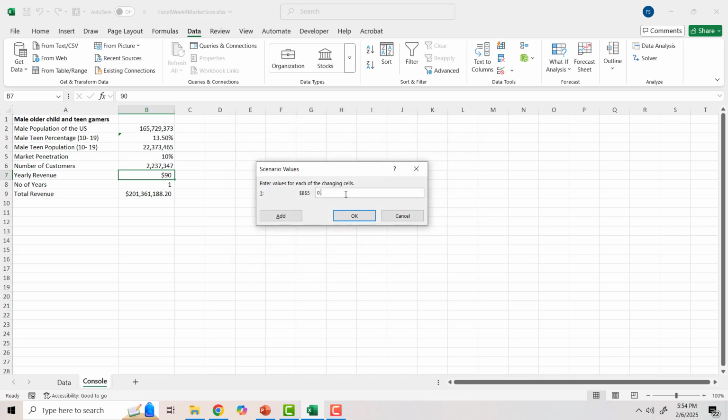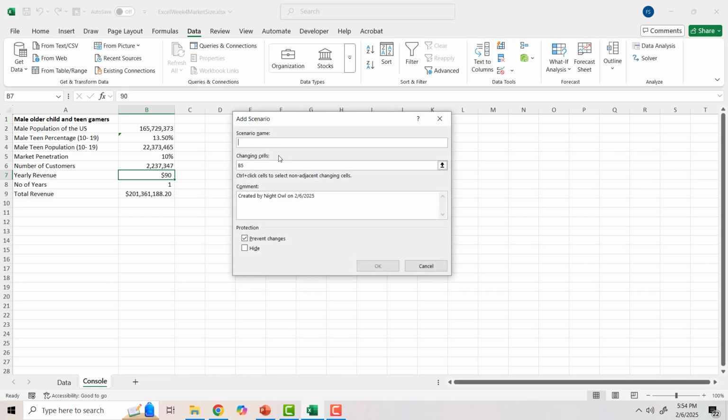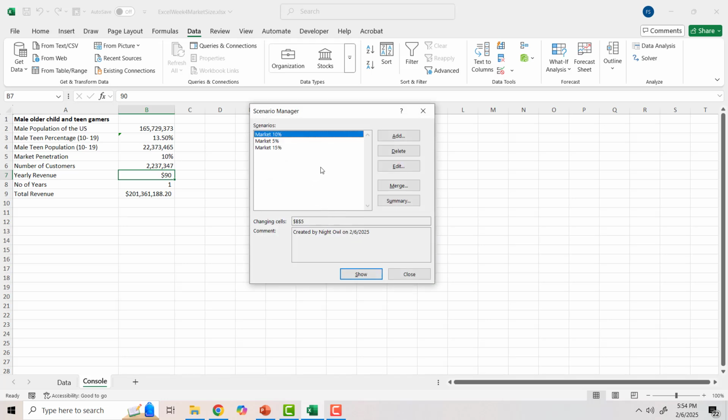Which instead of 0.1 is 0.05. And let's do 15%, which is going to be 0.15. And now what we can do is, we do 10% and show, we can click 5% and we'll see the revenue's gone down to 100 million. We could do 15% and it's gone up to 300 million. So let's go back to 10%.